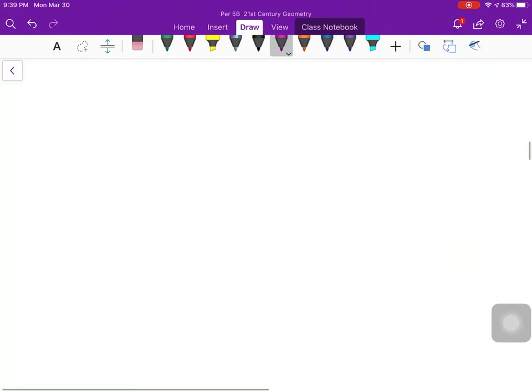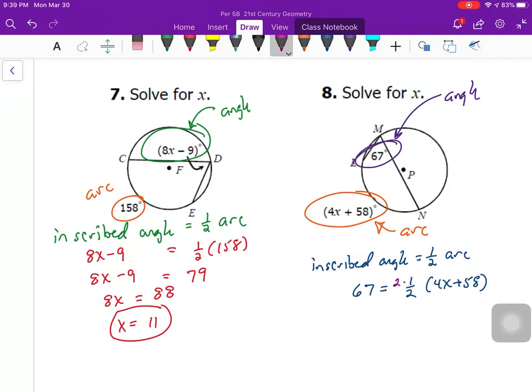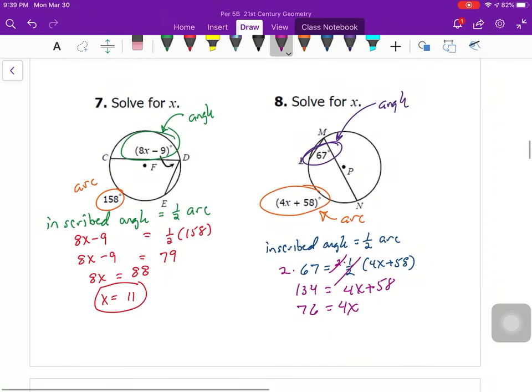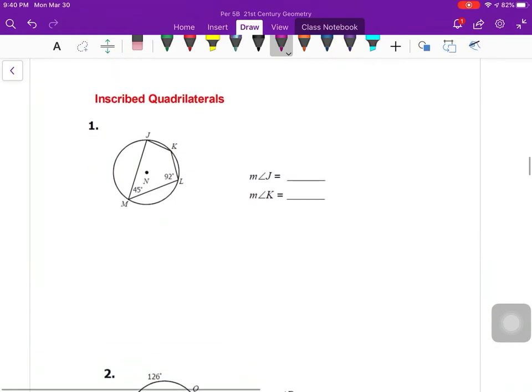And as I've mentioned to you a couple times, when you have the variable in the parentheses, I strongly encourage you to consider multiplying both sides by 2. That will get rid of the fraction quite nicely. 2 times 67 is 134 equals 4x plus 58. Subtract 58. I get 76 equals 4x. I divide by 4. We get x equals 19.